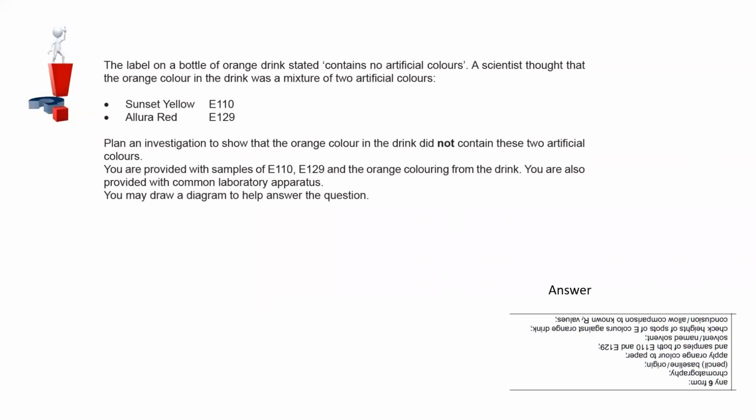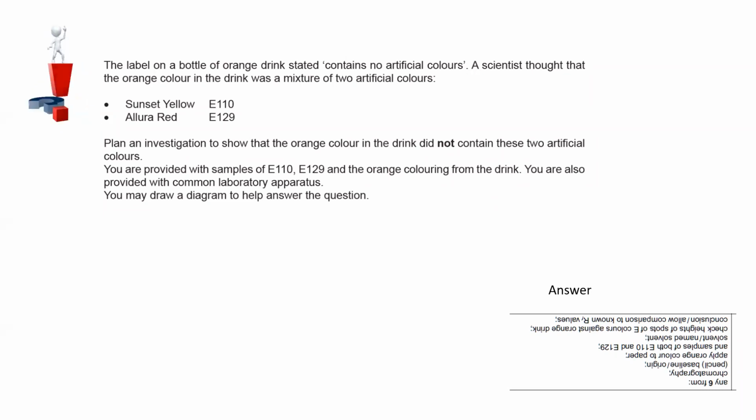The question is, the label on the bottle of orange drink stated that it contained no artificial colorings. That means there is no artificial color present in this orange drink. A scientist thought that the orange color in the drink was a mixture of two artificial colors, sunset yellow and Allura red. You can find these color codes: E110 is for sunset yellow, and Allura red is E129. So the scientist believes that the orange drink has two artificial colorings, sunset yellow and Allura red.